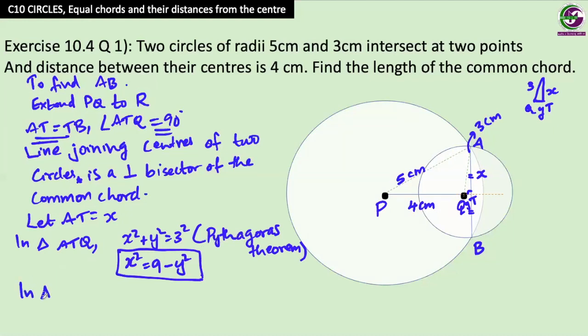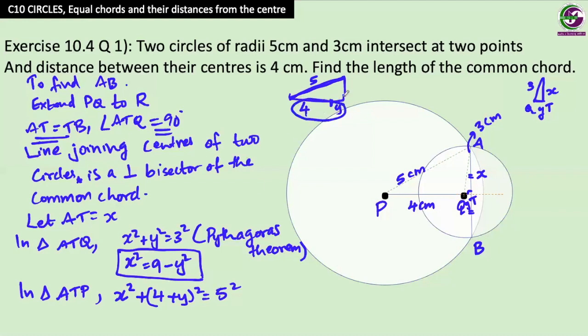So this is an equation that we will use to find the value of X. Again, in triangle ATP, we can find X square plus the second side, which is 4 plus Y together, the whole square, is equal to 5 square. I will draw the large triangle here. The radius is 5 centimeters. This is 4, this is Y. So the base will be 4 plus Y together. And the height is X. So let's expand it by the identity A plus B the whole square.